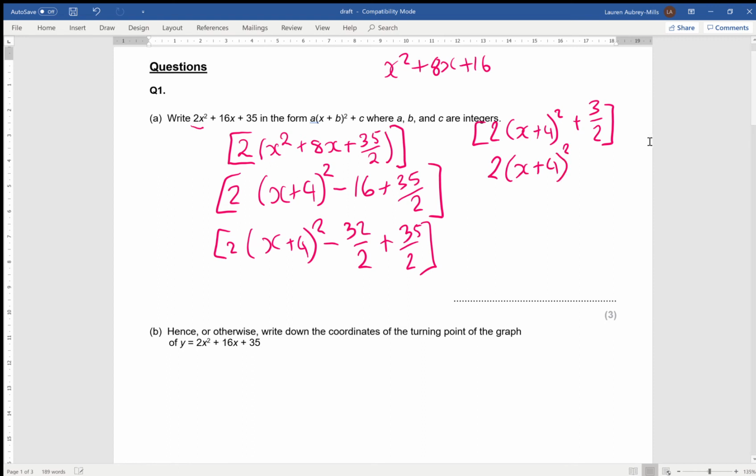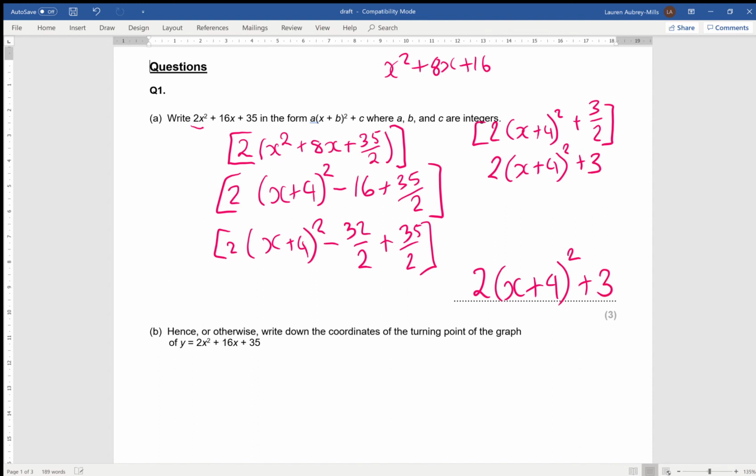I'm literally just timesing the 2 by whatever's over here, and then leaving the 2 in the front of the bracket, which is absolutely fine. So 6 over 2 is actually 3, so I'm just going to add 3. If you look at the format they want it in, A, which is our 2 value, x plus b, so x plus 4 squared, plus c, and our c value is the 3. So it's now in completed square format.